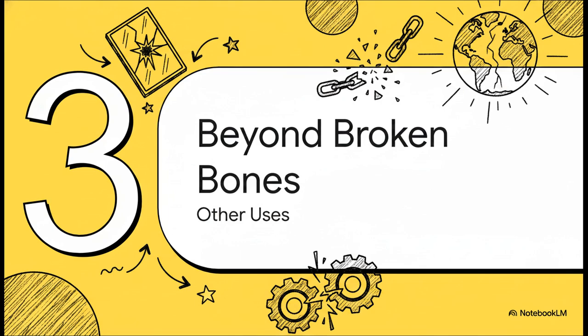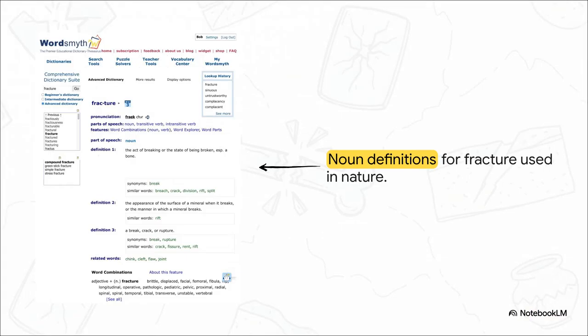Which brings us to section 3, beyond broken bones. So, we usually associate fracture with hospital waiting rooms and x-rays, right? Actually, scratch that. It applies to way more than just the medical field. Looking at the noun definitions here, definition 2 mentions the appearance of the surface of a mineral when it breaks. Or check out definition 3, a break, crack, or rupture. This just perfectly shows us that this concept applies to the natural world just as much as human bones.